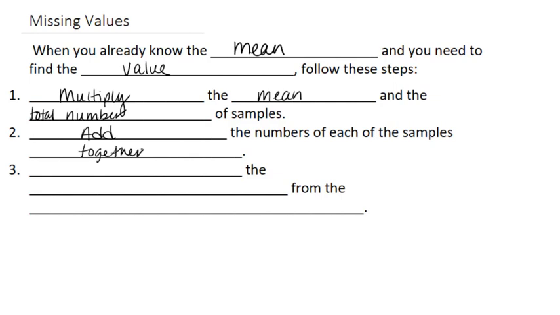Step 2 will be to add the numbers of each of the samples together. And then lastly, we're going to subtract the second number from the first number. So let's go ahead and look at an example.